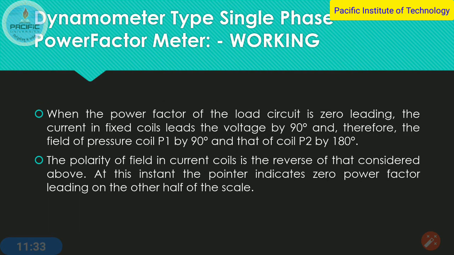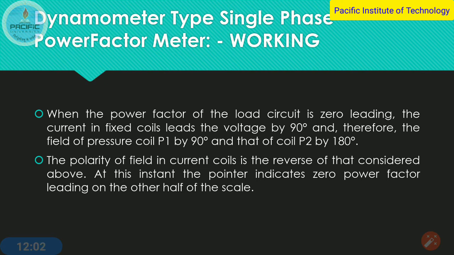Now, the third condition: when the power factor of the load circuit is zero leading, the current in the fixed coil leads the voltage by 90 degrees, and therefore the field of pressure coil P1 by 90 degrees and that of coil P2 by 180 degrees. The polarity of the field in the current coil is reversed from what we considered in the zero lagging power factor case.